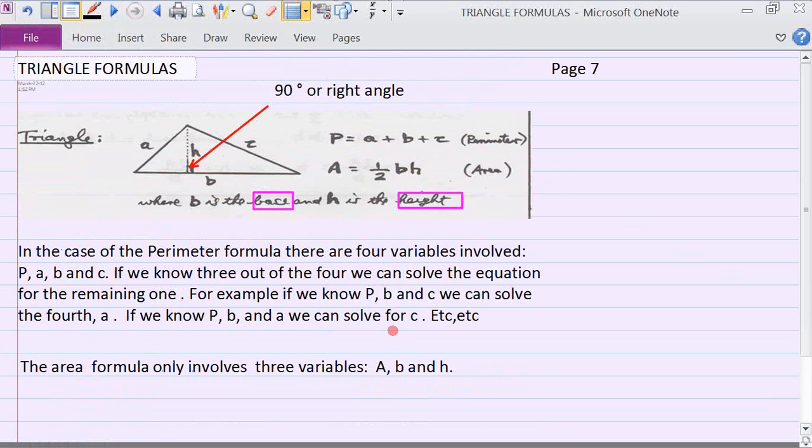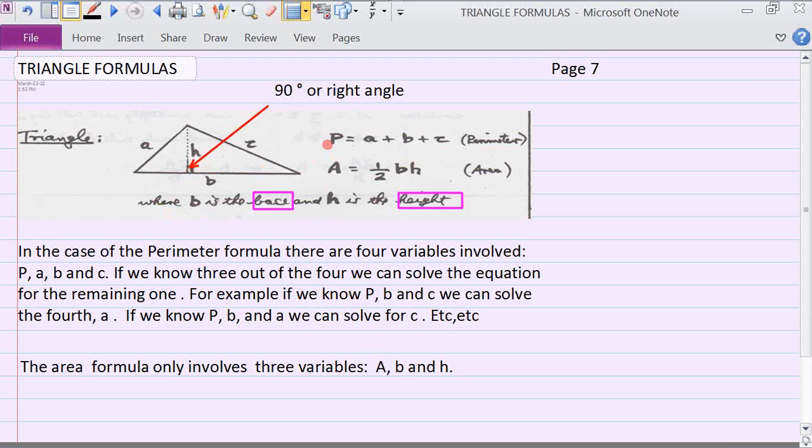Another one that we can look at is the triangle. So here we have a three-sided figure where the lengths are A, B, and C. And then we have the height or the altitude dropped down, forming a right angle right here. This little intersection here is called a right angle, so it's 90 degrees.